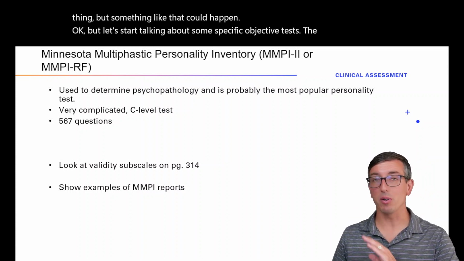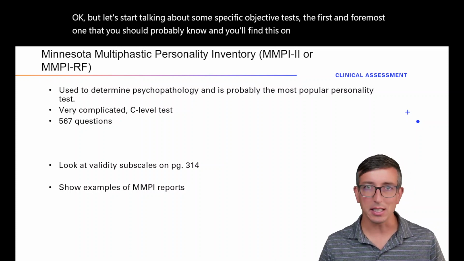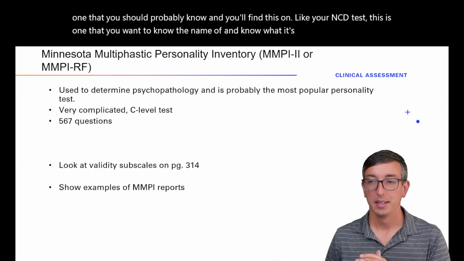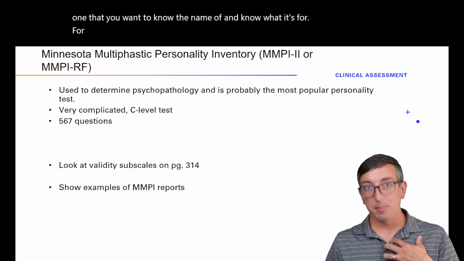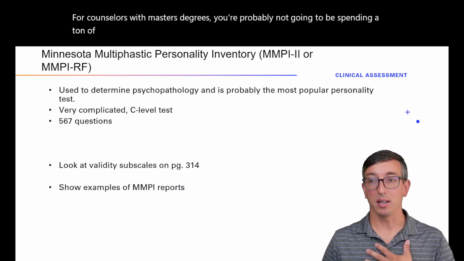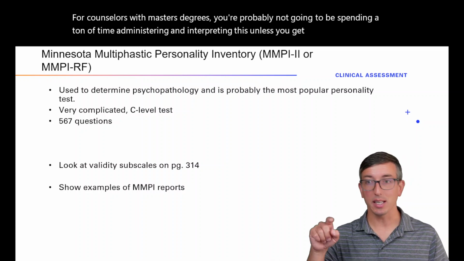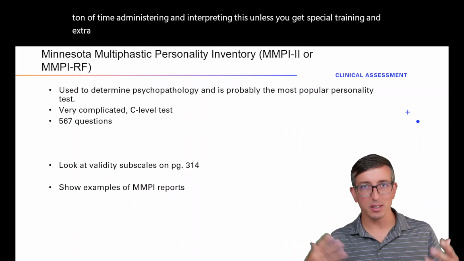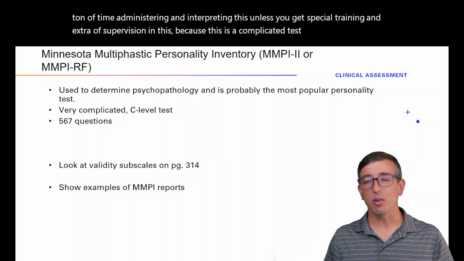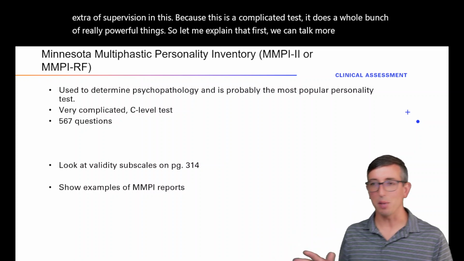The first and foremost one that you should probably know, and you'll find this on your NCE test, is one that you want to know the name of and know what it's for. For counselors with master's degrees, you're probably not going to be spending a ton of time administering and interpreting this unless you get special training and extra supervision, because this is a complicated test. It does a whole bunch of really powerful things. So let me explain that first, and we can talk more about why it's so complicated.